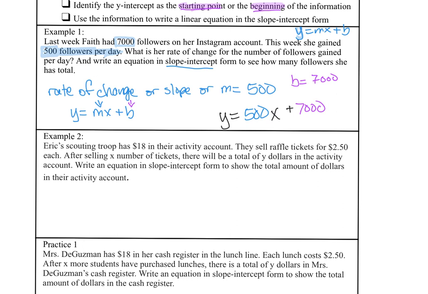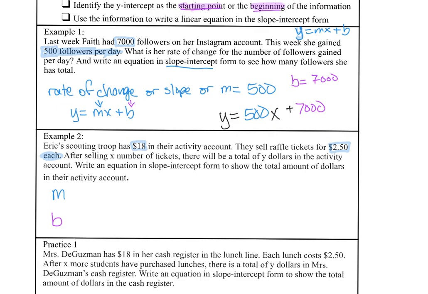Eric's scouting troop has $18 in their activity account. That's an important number, so let's highlight or circle it. They sell raffle tickets for $2.50 each. I see a keyword there. After selling X amount of tickets, there will be a total of Y dollars in the activity account. Write an equation in slope-intercept form to show the total amount of dollars. Let's start with our two things we need. We need our M and we need our B.